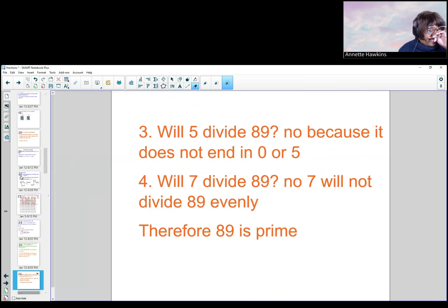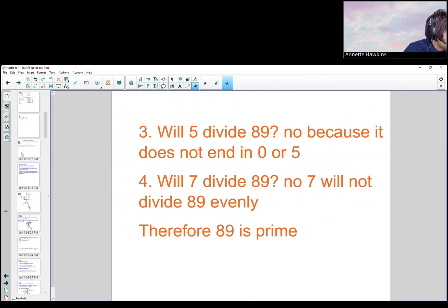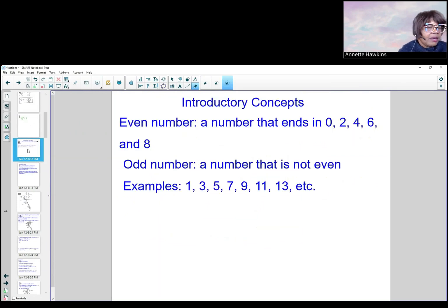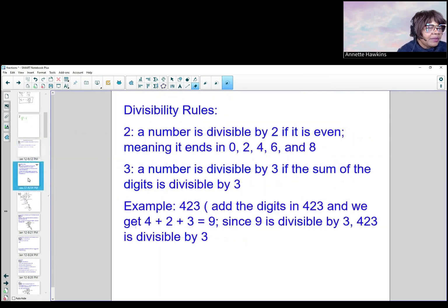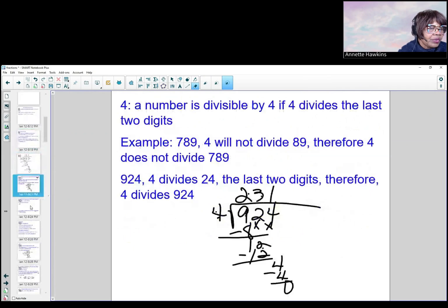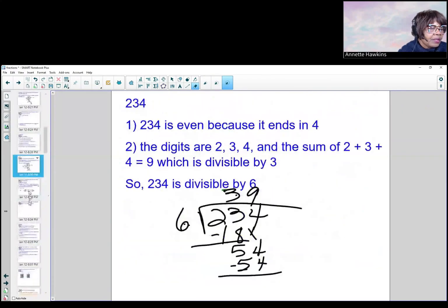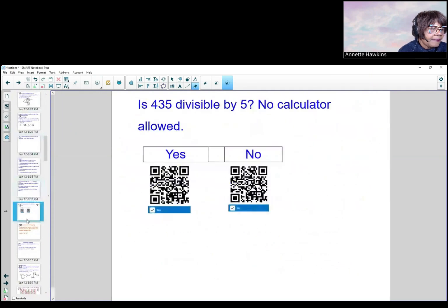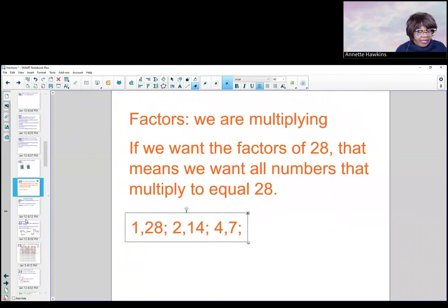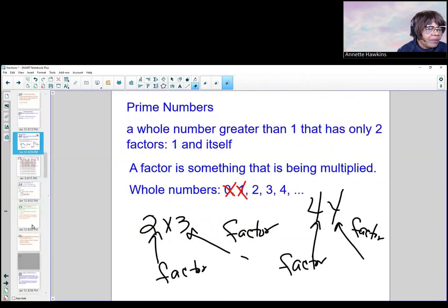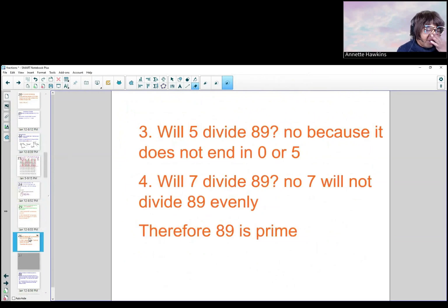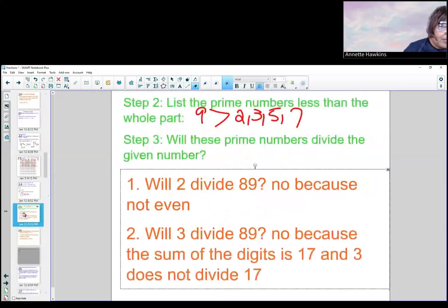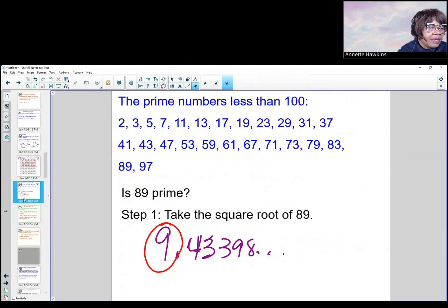So let's review. Goodness, we've talked about a lot of stuff. We talked about even and odd. We talked about divisibility rules. We looked at all of the divisibility rules. We talked about factors. We talked about prime numbers. And then we looked at a little trick to determine if a number is prime. So we've looked at a lot of stuff.